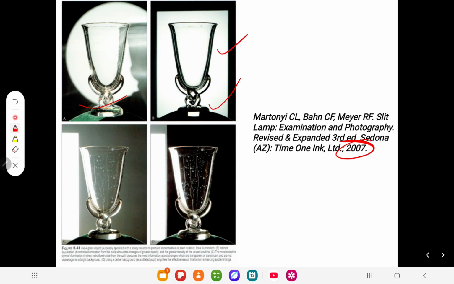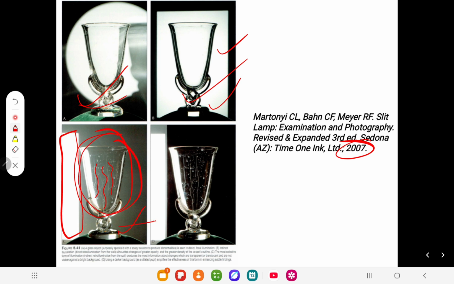Third, see, what do you mean by third? Can you see this third C picture? It's basically indirect retroillumination produced by most information of change in transformation and are not visually aligned with the background. So basically it means you throw the light here, okay, and you view this particular glass. Can you see this glass has these lines, isn't it? That dirt you can see here, no, definitely not, it's very difficult. But whenever you throw light in another place and then you see, can you see?